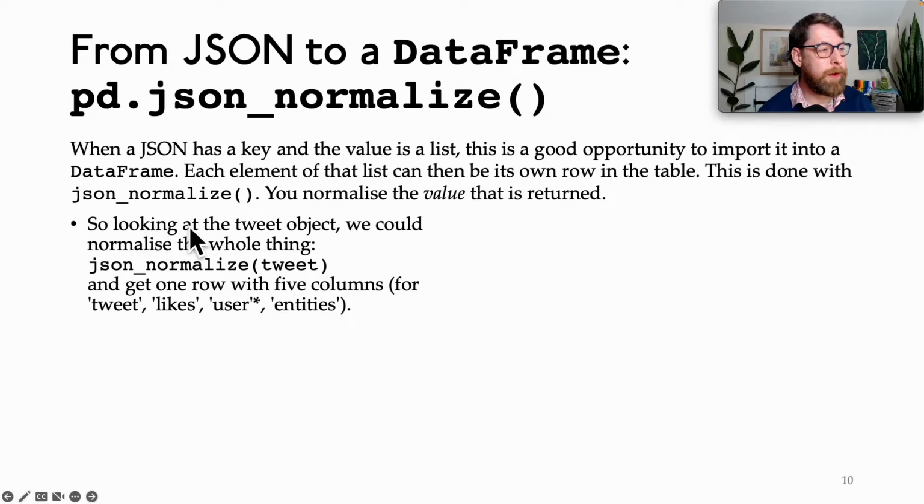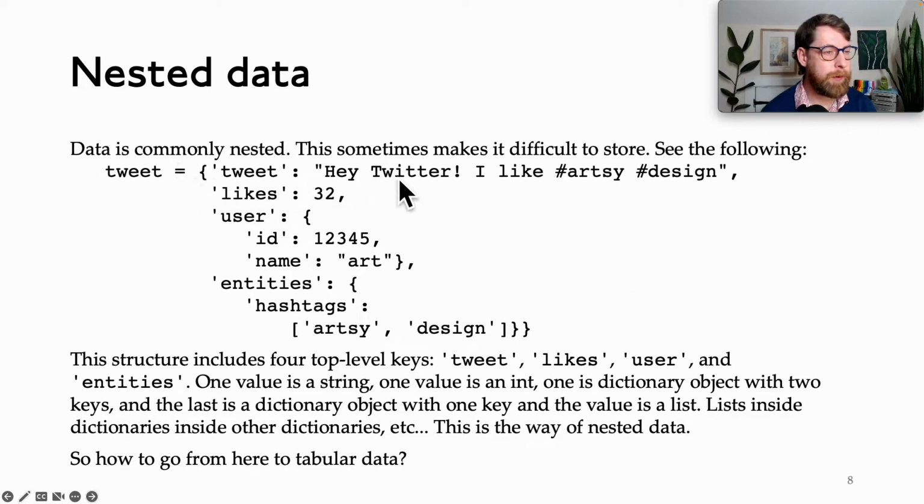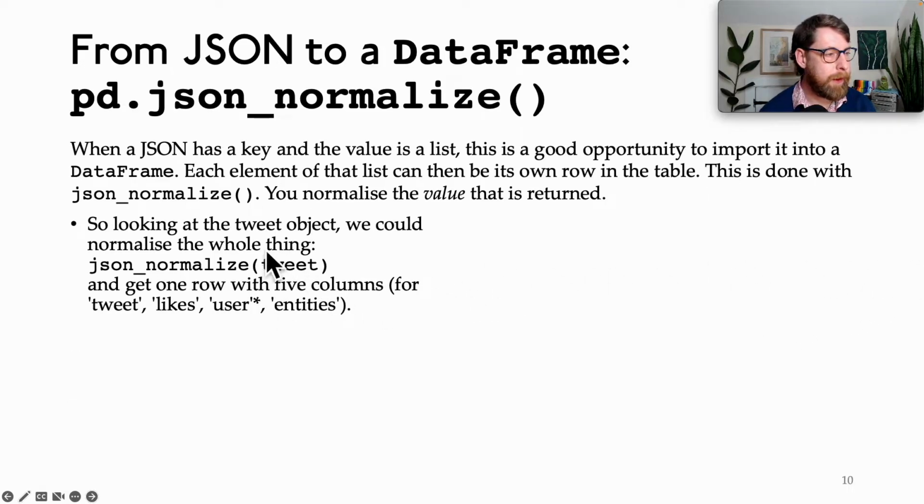So let's see here. If we look at a tweet object, now remember in the slides here we have this tweet here, real simple one. Hey, I like Twitter, and so forth, right, like that. Now what happens when we try to normalize it? Go over here, and we get one row with 5 columns. That's okay. 5 columns? We'll see now in a second.